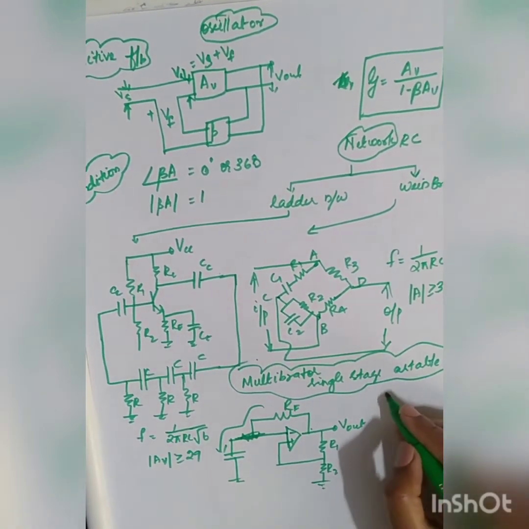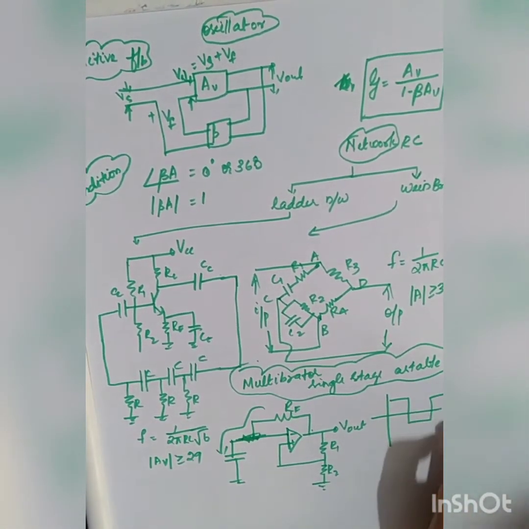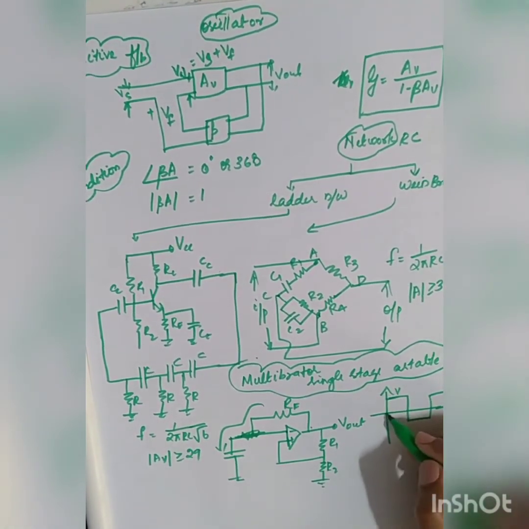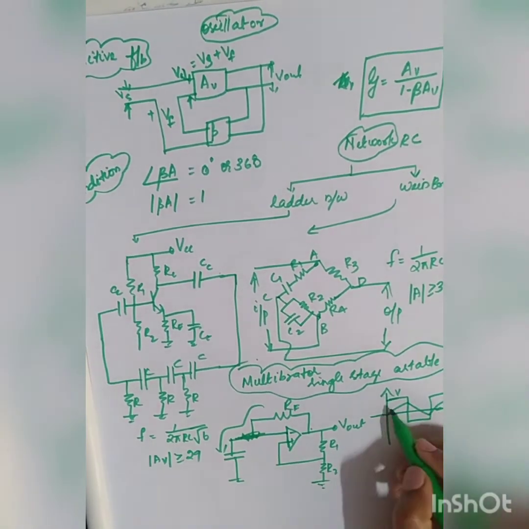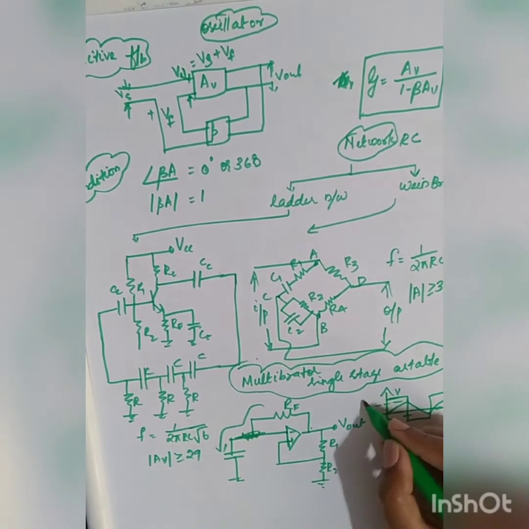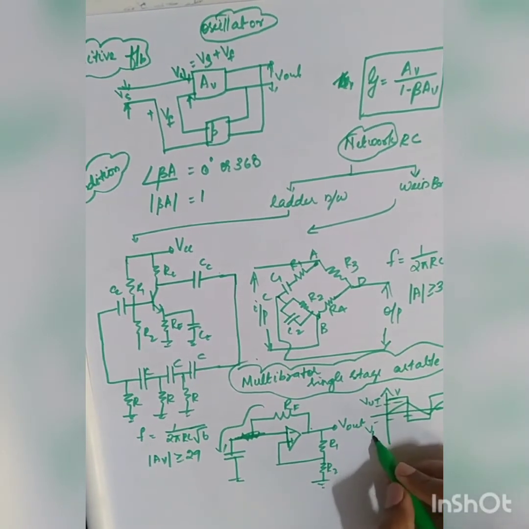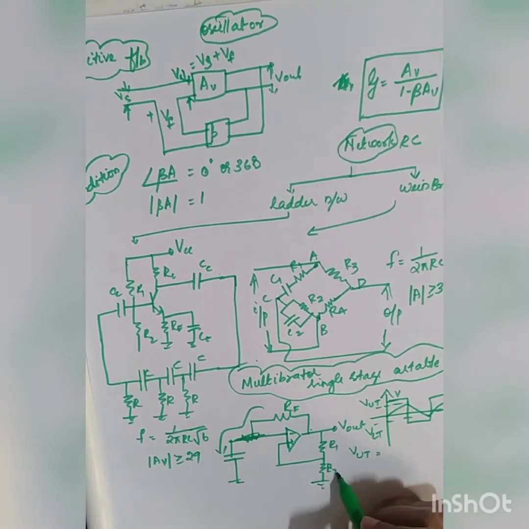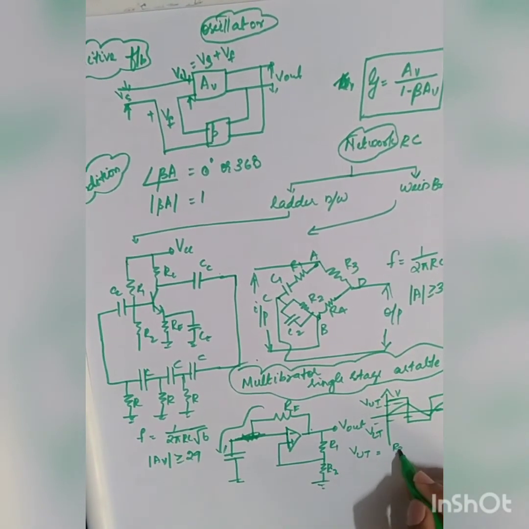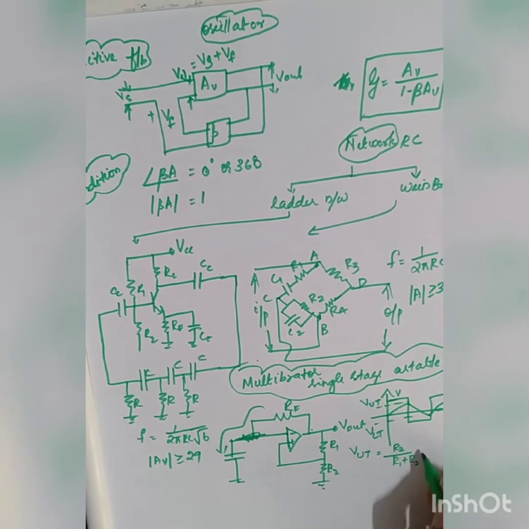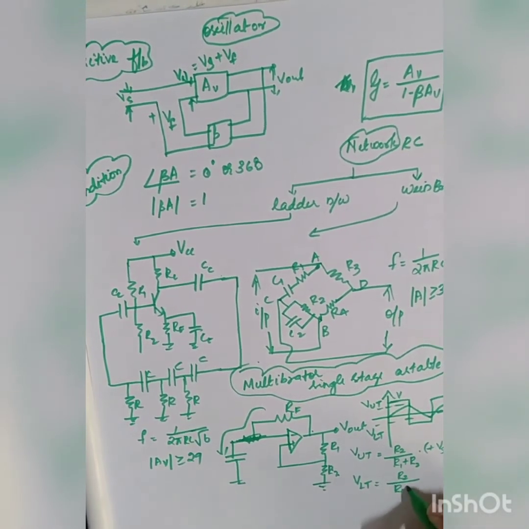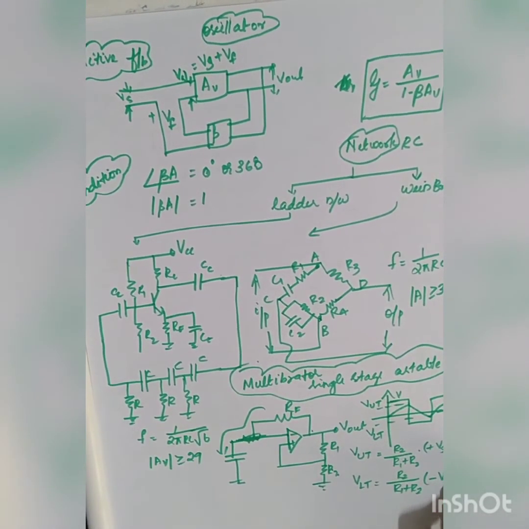So now what will be your output? This was your output. Whenever it is plus VSAT, what will happen? Your capacitor will charge and it switches between two values, that is VUT, upper triggering point, and VLT. What is your upper triggering point? Which is equal to R2 divided by R1 plus R2 into Vout. So R2 divided by R1 plus R2 into V out is nothing but plus Vsat, first condition. Now VLT, lower triggering point, is equal to R2 divided by R1 plus R2 into minus Vsat.